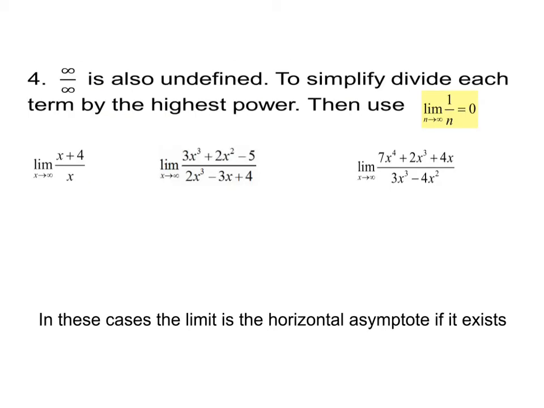Alright, so for our last strategy that we're going to look at today: our first strategy was plug it in. If it works, great. Second strategy is plug it in. If we get zeros involved, zeros on top, we're okay. Zeros on the bottom, we're okay. But if we get 0 over 0, it's undefined.